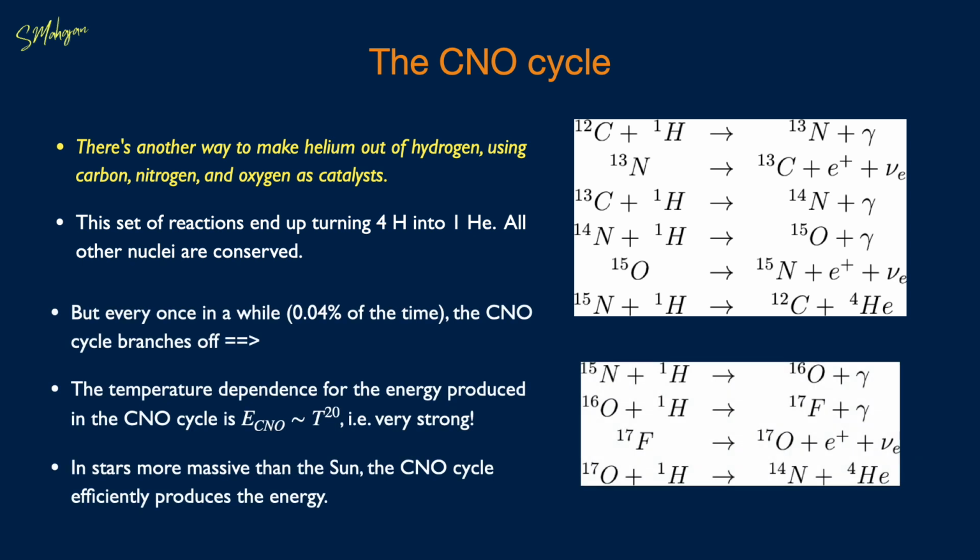The energy production rate in the CNO cycle has a much stronger dependence on temperature, which goes as temperature to the power 20 compared to the pp chain reaction, where the rate of energy production is only temperature to the power 4. The CNO cycle is the prime source of production of energy in stars more massive than the Sun.